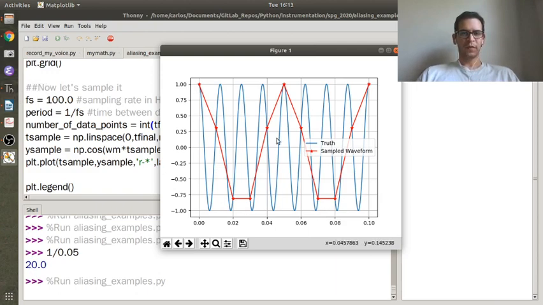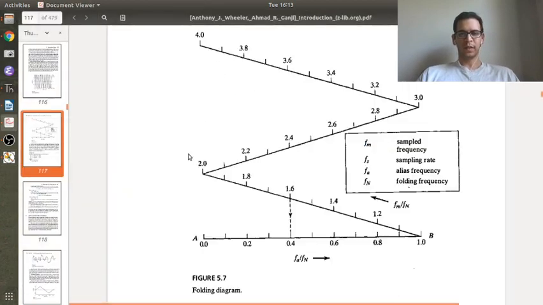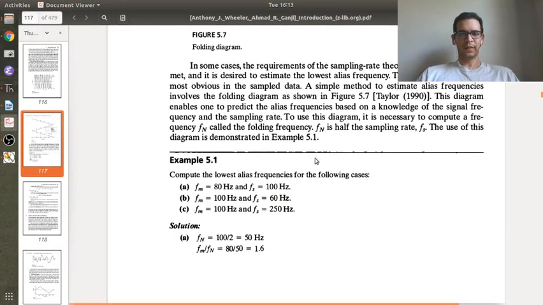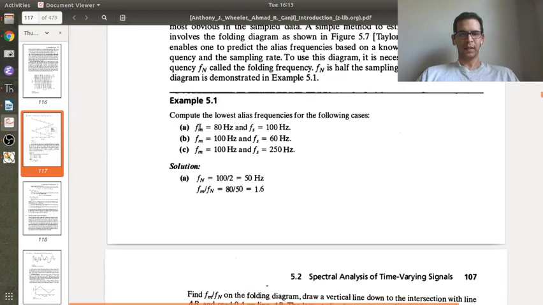Now, I'm verifying this via simulation, but there's actually a way to do this using this folding frequency graph. There's an example problem in your book that does exactly this. You take the input frequency, 80 hertz, and your A to D is sampling at 100 hertz. What you do first is take your sampling frequency and divide that by 2, and I'll explain the divide by 2 later, but that's going to give you 50 hertz.